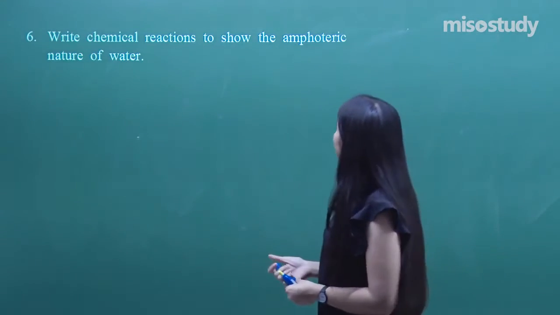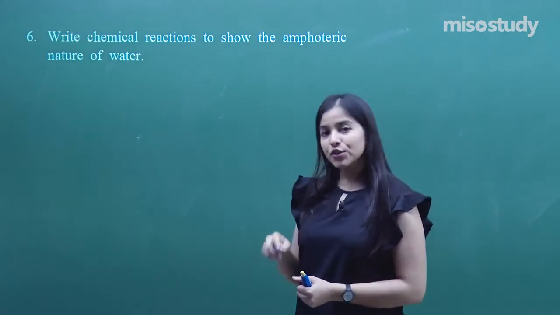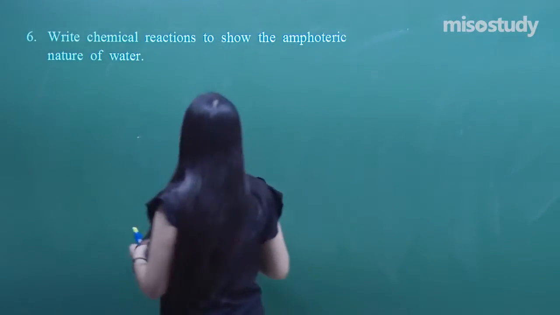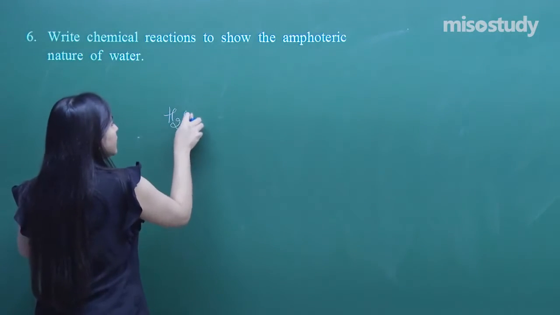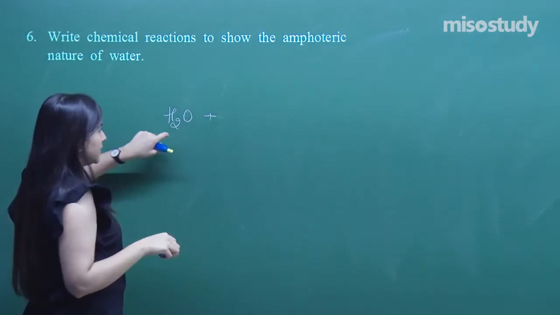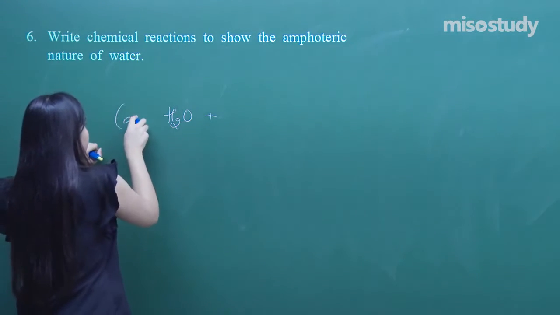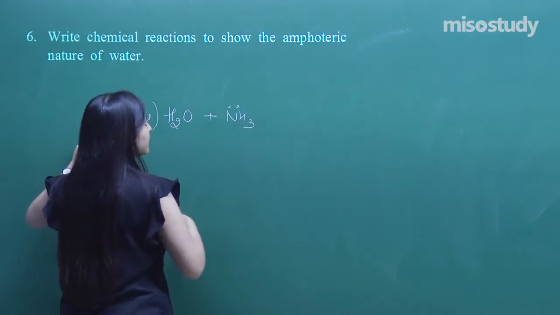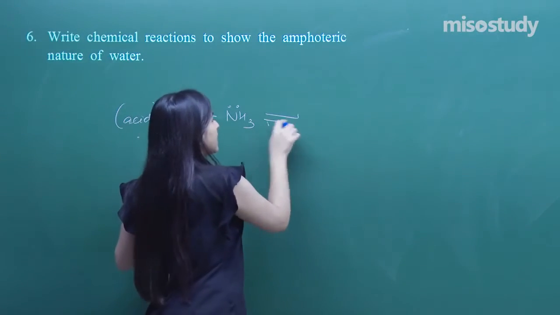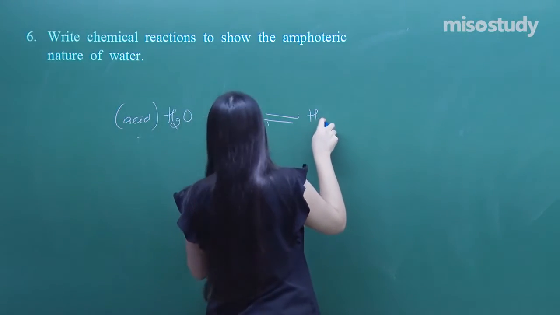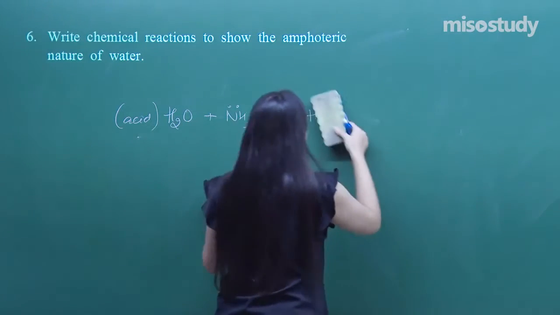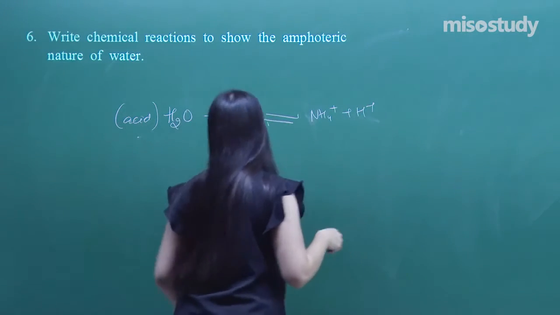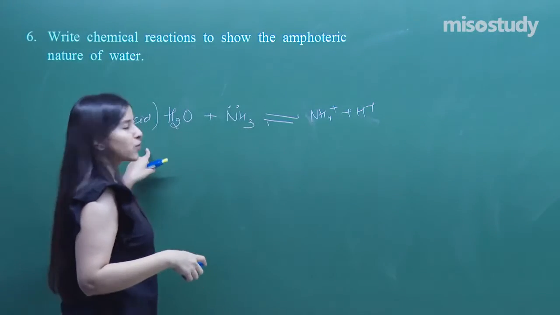Now, write the chemical reactions to show the amphoteric nature of water. You have to find out the amphoteric nature, that means water is behaving as an acid as well as a base. So, see here, water, first of all, if I am trying to show that it is behaving as an acid, then we have to react it with a base. And I have chosen ammonia in this case. I get NH4 positive plus OH negative. Since this is giving H positive, see here in the equation, that is why it's acidic.